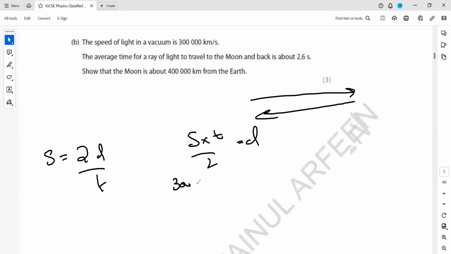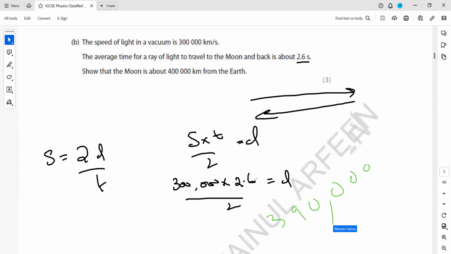So speed is 300,000 kilometers per second. The time it took is 2.6, divided by 2. So 300,000 multiplied by 2.6 divided by 2. What's the answer? It will be 300,000 times 1.3, which is 390,000. And the unit will be kilometers. 390,000 is approximately 400,000, so this is correct.